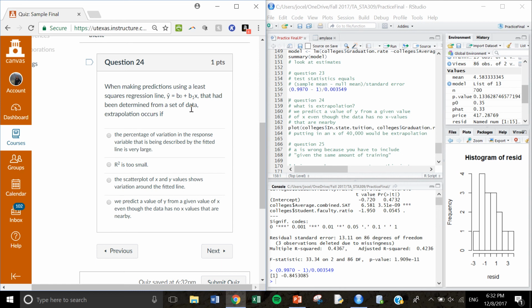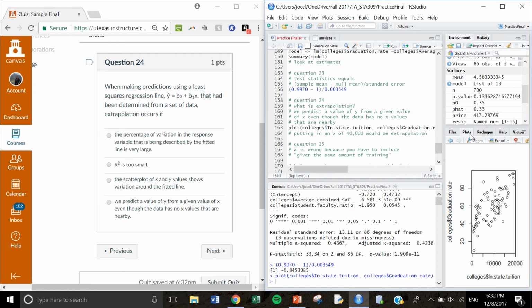Do you know the definition of extrapolation? Extrapolation is when we predict a value of y from a given value of x, even though the data has no x values that are nearby. If you don't understand that, let's just look at a plot. I just made this up so I can explain it to you.